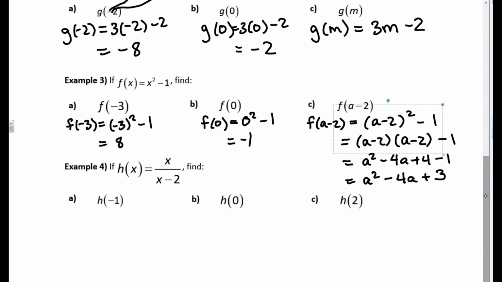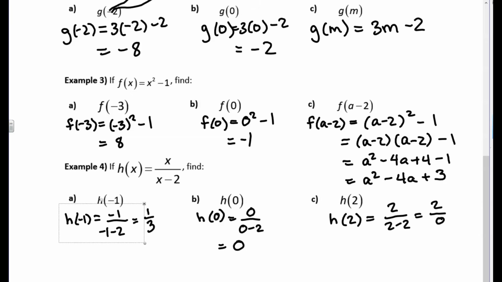All right, guys, I want y'all to take a moment and solve A and B for number 4. So when I plug in for A, I get 1/3. When I plug in the -1, B, I get 0. Now C, something interesting happens. H of 2 gets me 2 over 2 minus 2, which is 2 over 0. And if you guys remember, we can't divide by 0. So this guy is undefined.